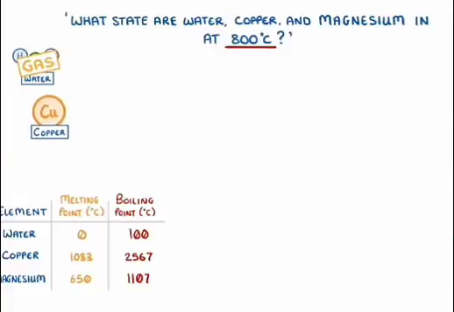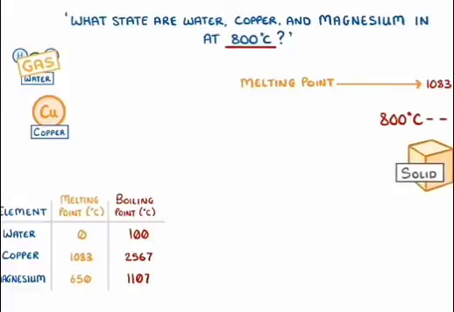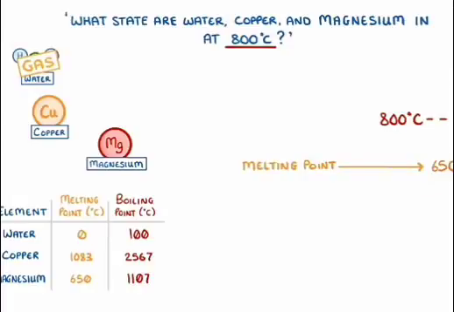Then for copper, we can see that it doesn't melt until 1083 degrees. So at 800 degrees, it must still be a solid. And finally, magnesium has a melting point of 650 degrees and a boiling point of 1107 degrees. So it'll be between the two, and so a liquid.